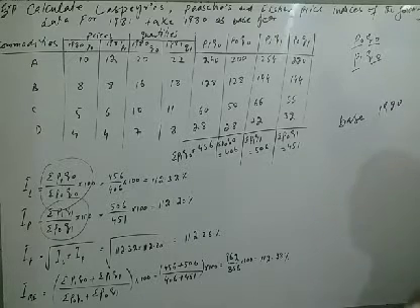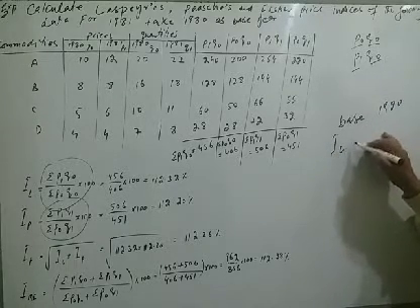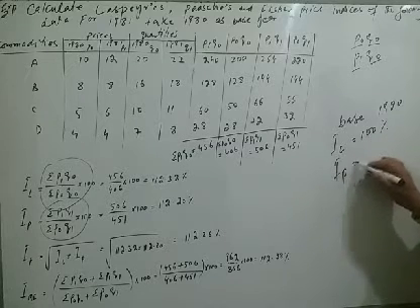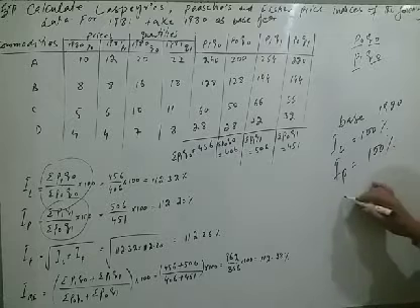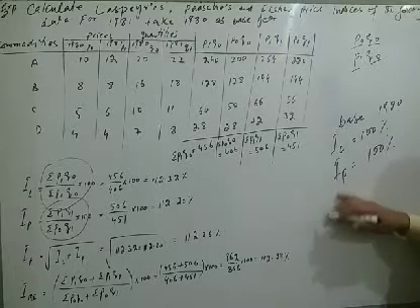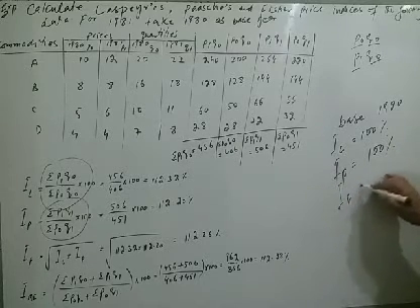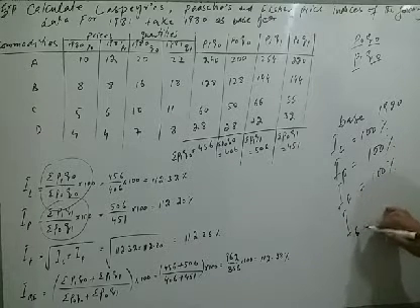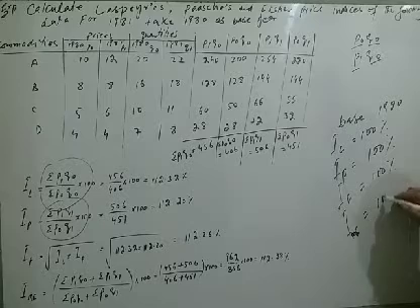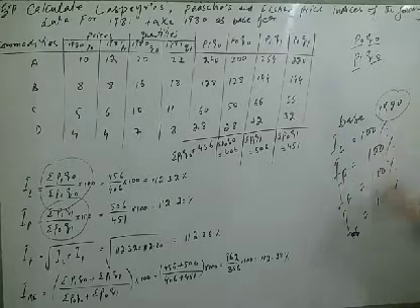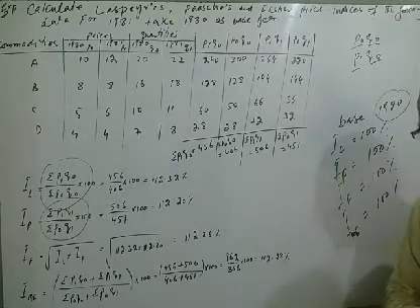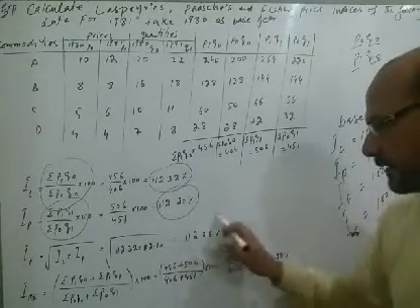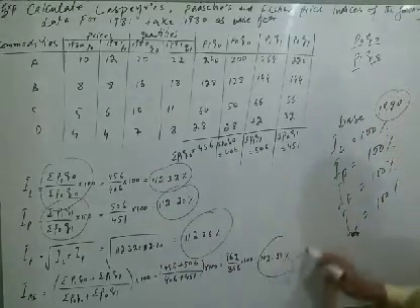So the price indices for Laspeyres should be 100%. For Paasche, it should be 100%. For Fisher, it should be 100%. For Marshall-Edgeworth, it should be 100%. For what? For 1980, because this is the base year. But for the next year, we will get these values, and that will be the difference.